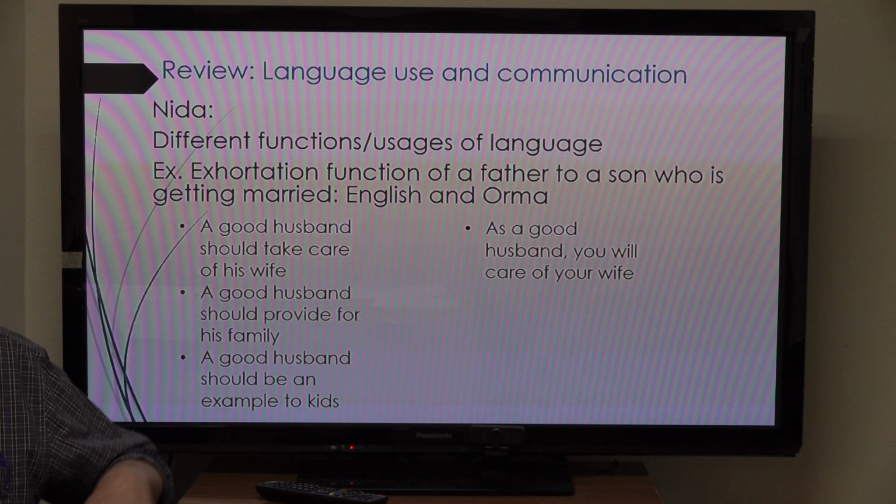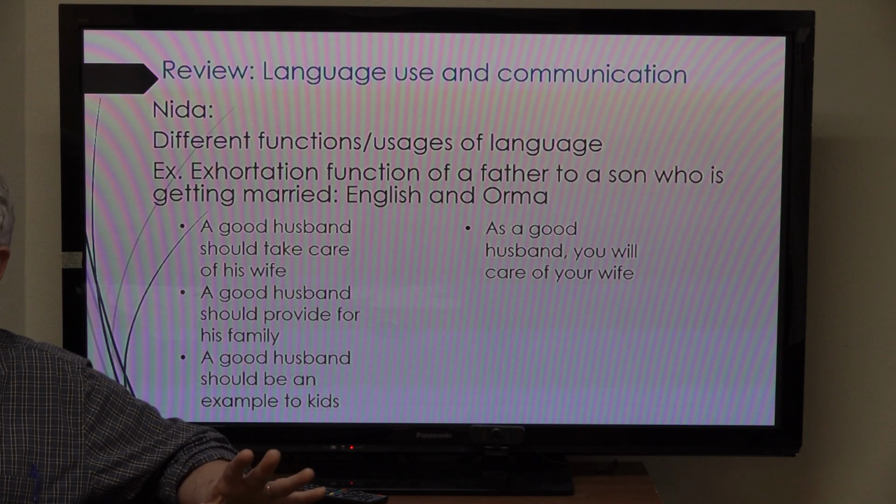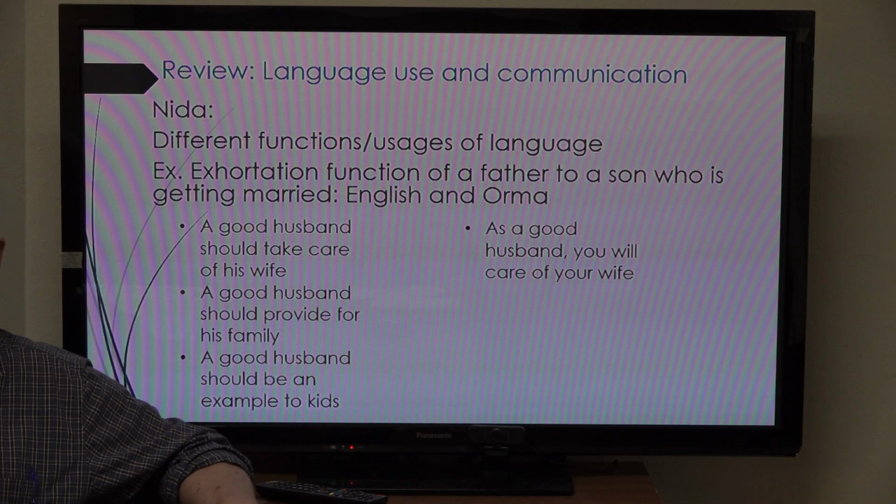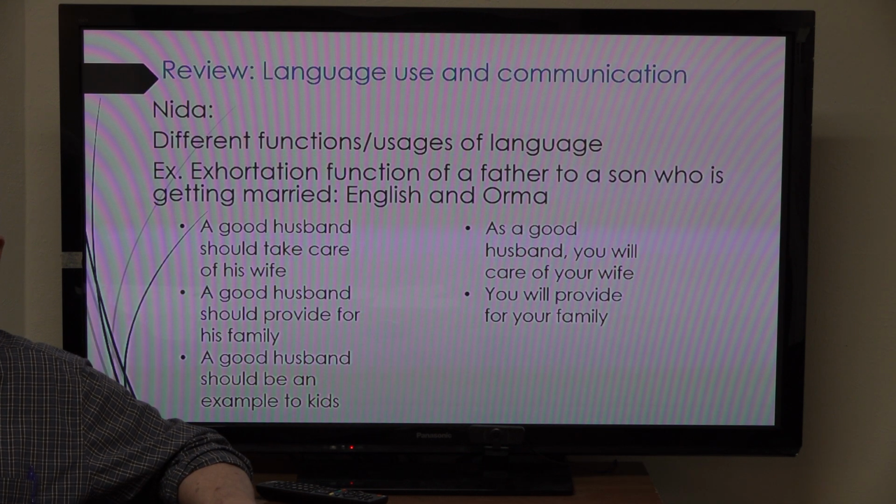And it's said basically in the future tense. It's not a harsh tone or whatever. You will provide for your family. You will be a good example to your kids.